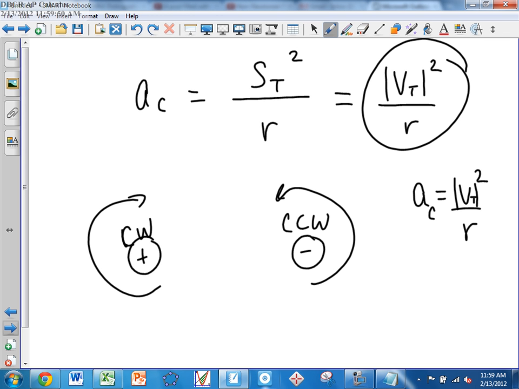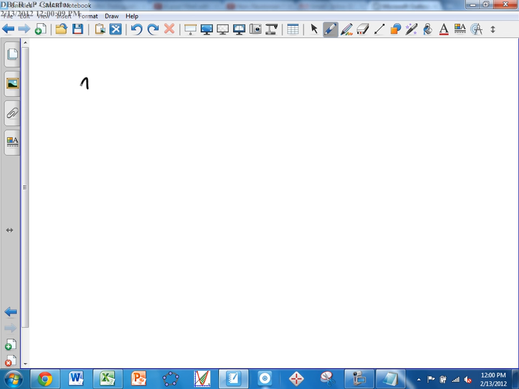Again, we all know though, where is our acceleration really directed? To the center, thus centripetal acceleration. Last thing, and then we'll look at a problem. All we need to look at now is our centripetal force.